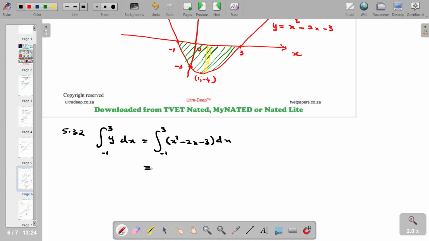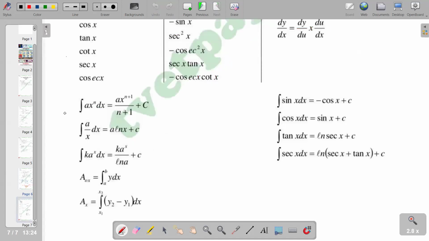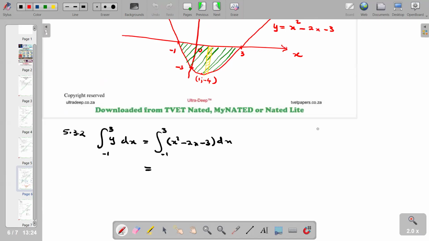Simplifying that, this is a polynomial, so we are going to apply the formula which says the integral of a x to the power n with respect to x is equal to a x to the power n plus 1 over n plus 1, plus the arbitrary constant. Remember here we are having limits, so we don't include the arbitrary constant. We only include the arbitrary constant when we do not have limits.